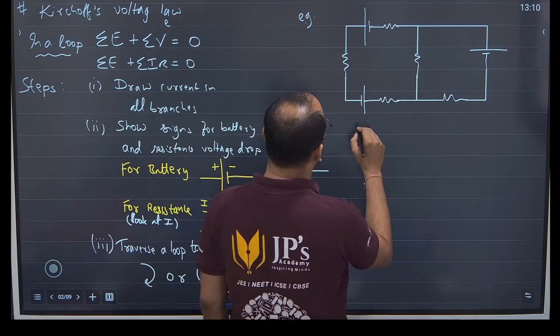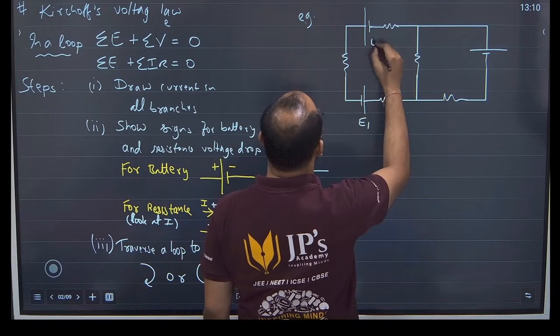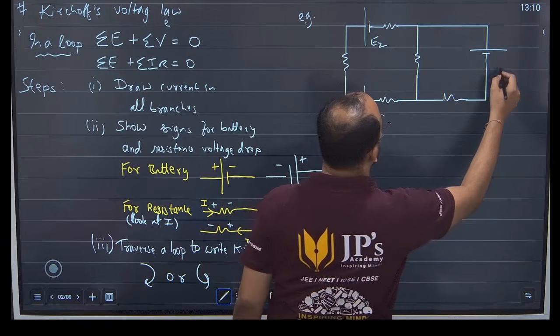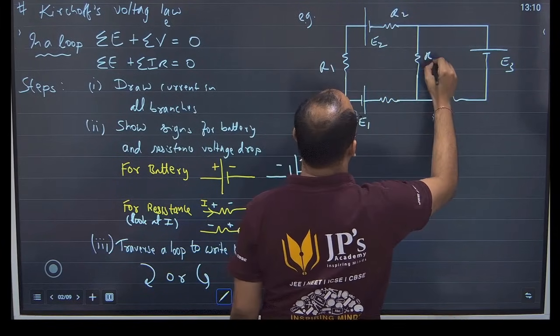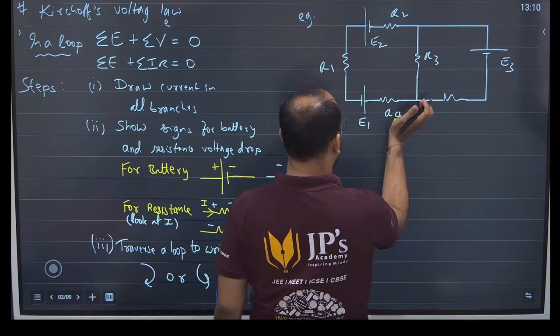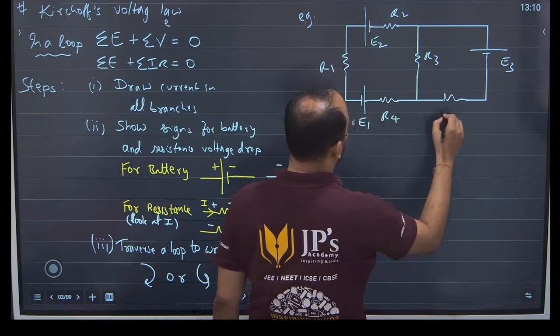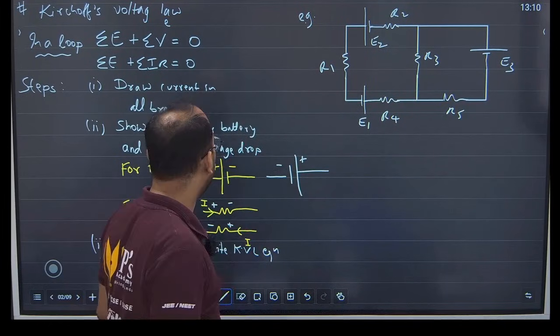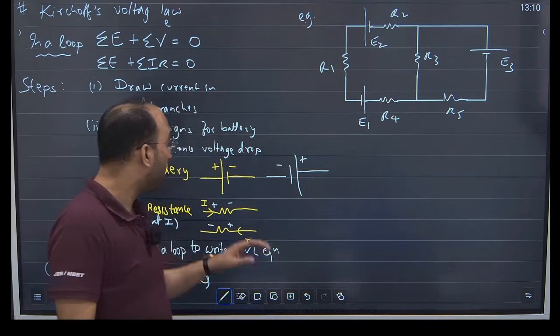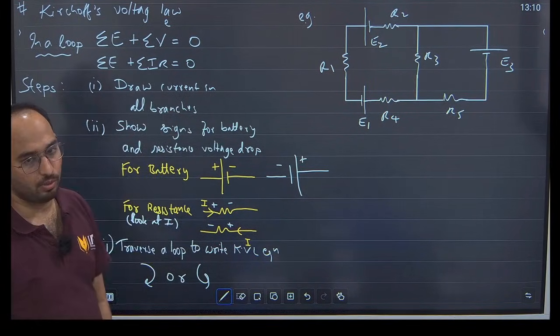Okay, we have a circuit like this. Let's take this as E1, this as E2, and this as E3. Let's say this is some R1, some R2, some R3, some R4. I'm just assuming some resistances and EMFs to show you the example. Let's say we have a circuit like this, and you want to apply KVL. You want to get the KVL equation.